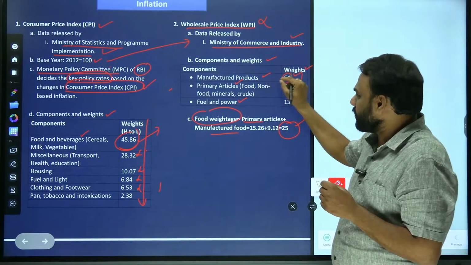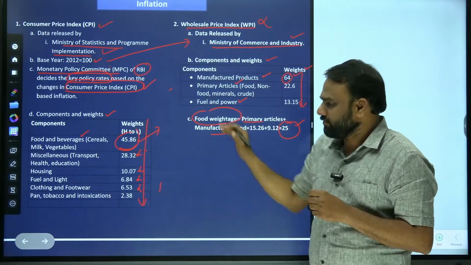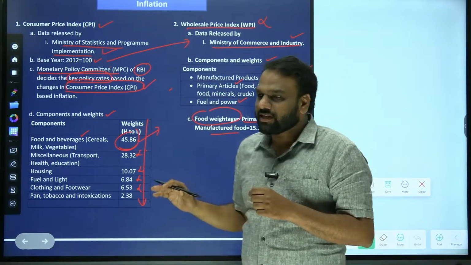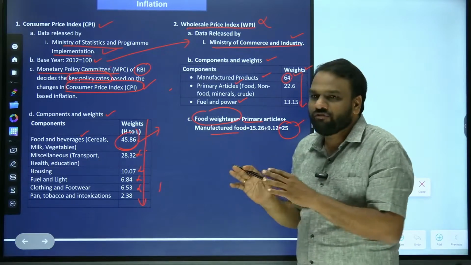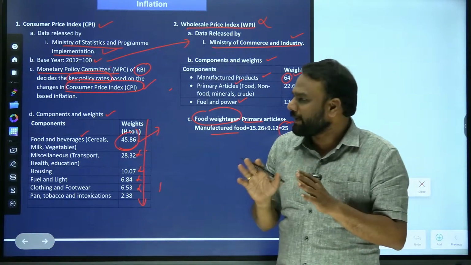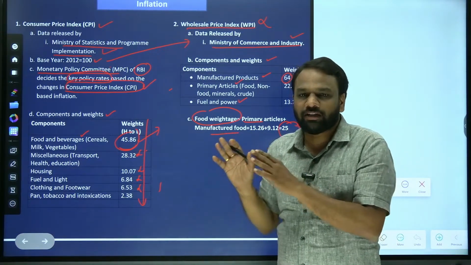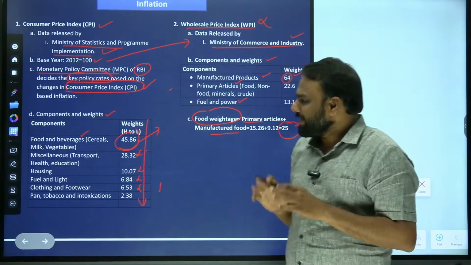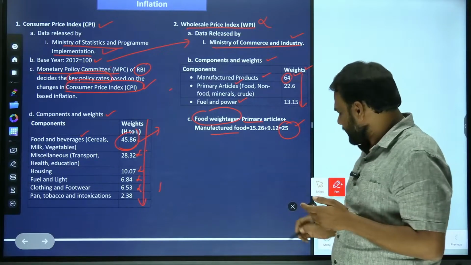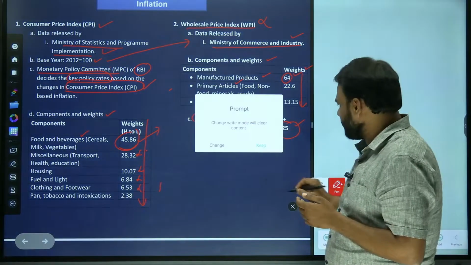Weightage of manufactured products is 64. So these are the various pieces of information pertaining to consumer price index and wholesale price index, which we are supposed to memorize from the examination point of view, and this information is very important. Now based upon this, we shall see how the questions can be framed in UPSC.